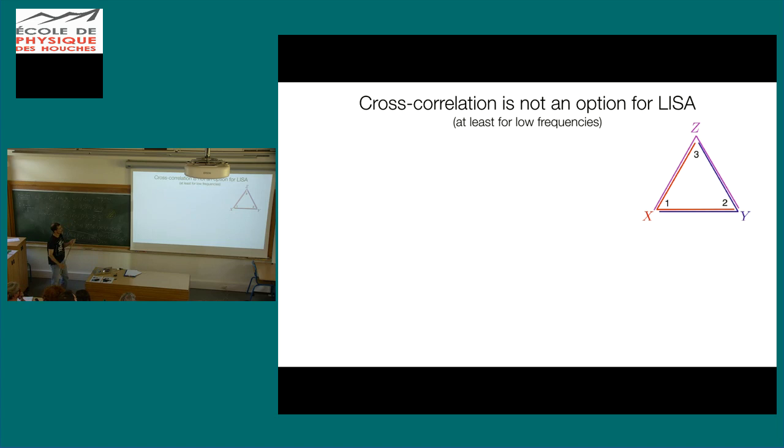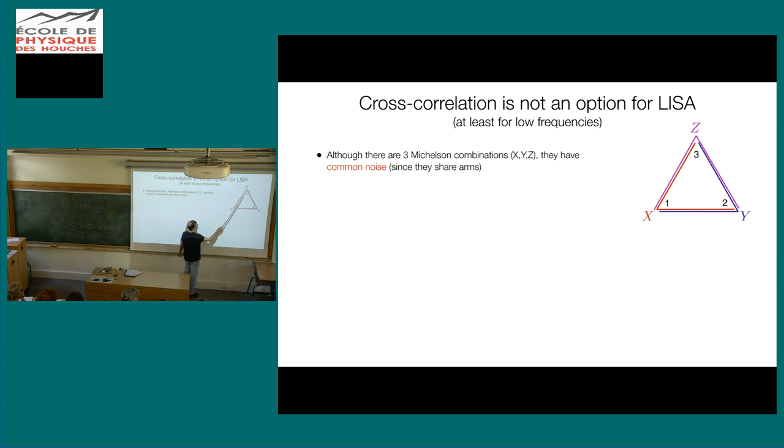Okay, now you might think that you can do cross-correlation using LISA, but it turns out that it's not really an option, at least at low frequencies. And that's because although there are three vertices corresponding to the three spacecraft, and hence you can form three Michelson interferometer combinations, which we'll denote here by X, Y, and Z. Okay, so you've got an interferometer with a 60 degree opening angle here, X, similarly for Y, and then one for Z. It turns out that they have common noise because they share, right? So X and Y share this arm, X and Z share this arm, Y and Z share this arm. So the noise would be correlated. And remember, the assumption that we were working with last time was that we were doing cross correlations, assuming that the detector noise was uncorrelated.